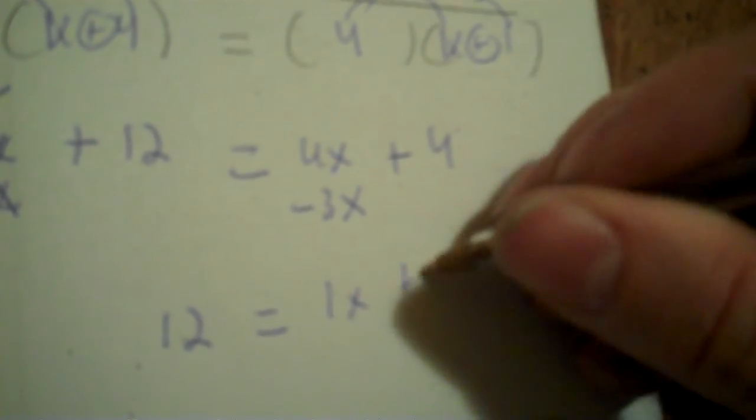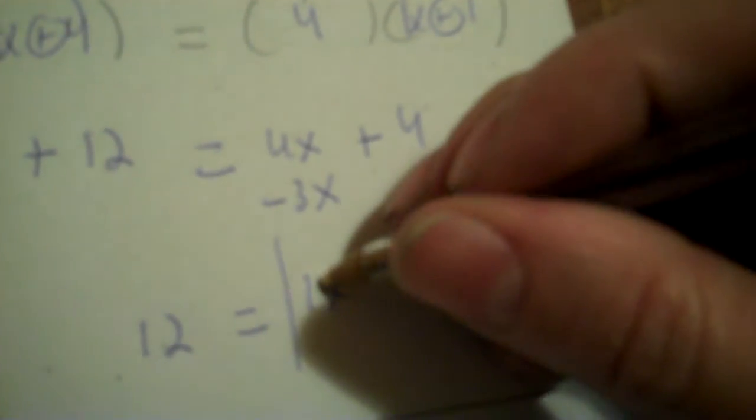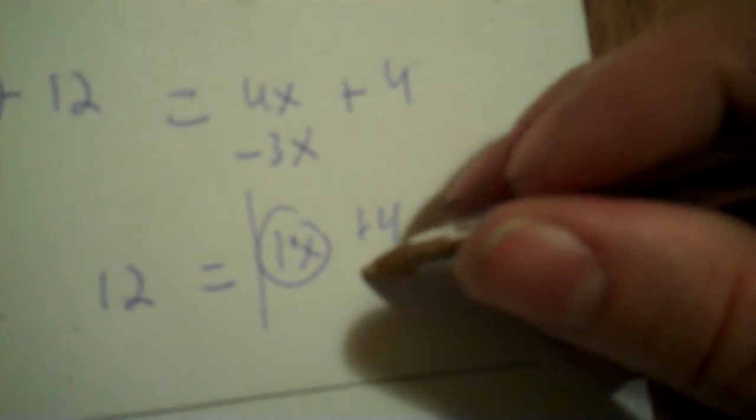So we have 12, that's 1x plus 4. Okay, minus 4, that's 8. 8 equals 1 times x. Now, I guess you can divide by 1, but it's still not going to change. It's 8, okay? Really, when I have 1 times x, it's the same as just x by itself.